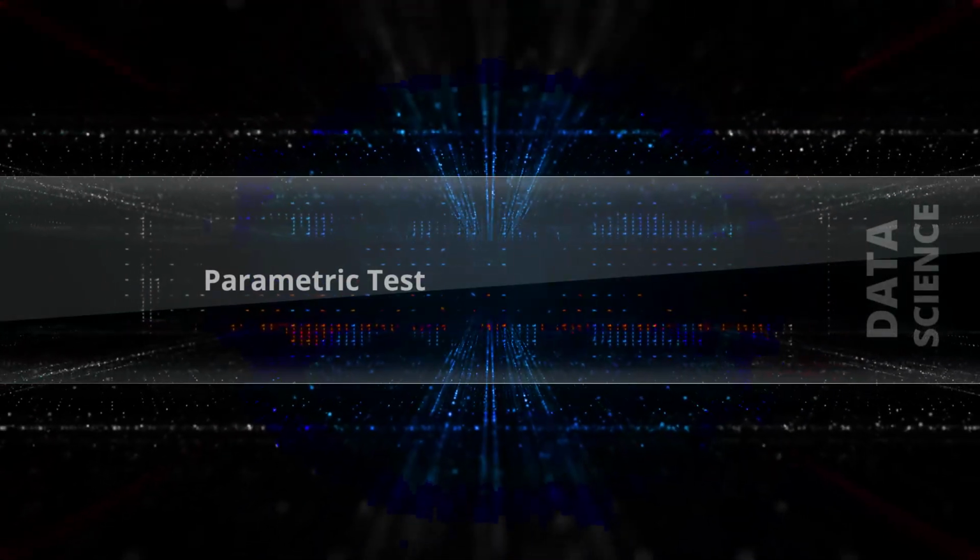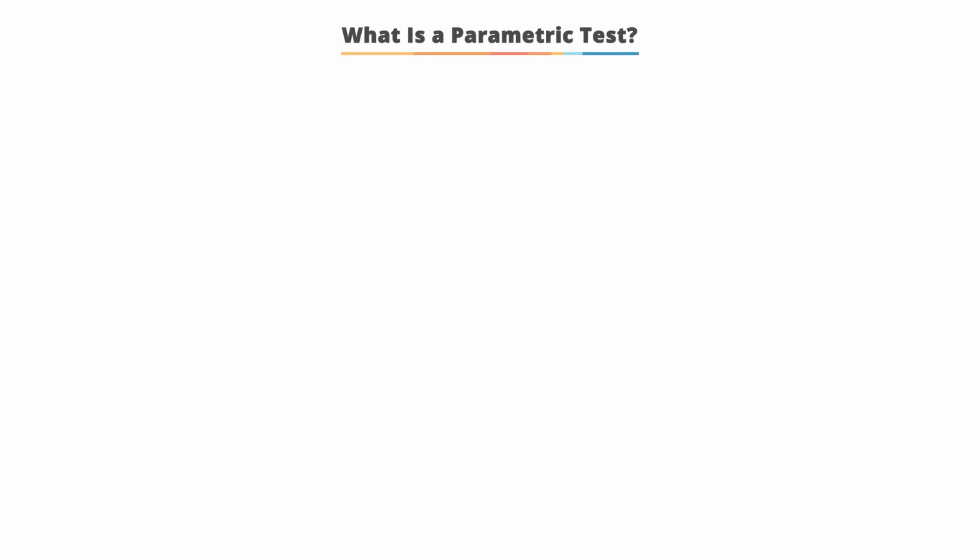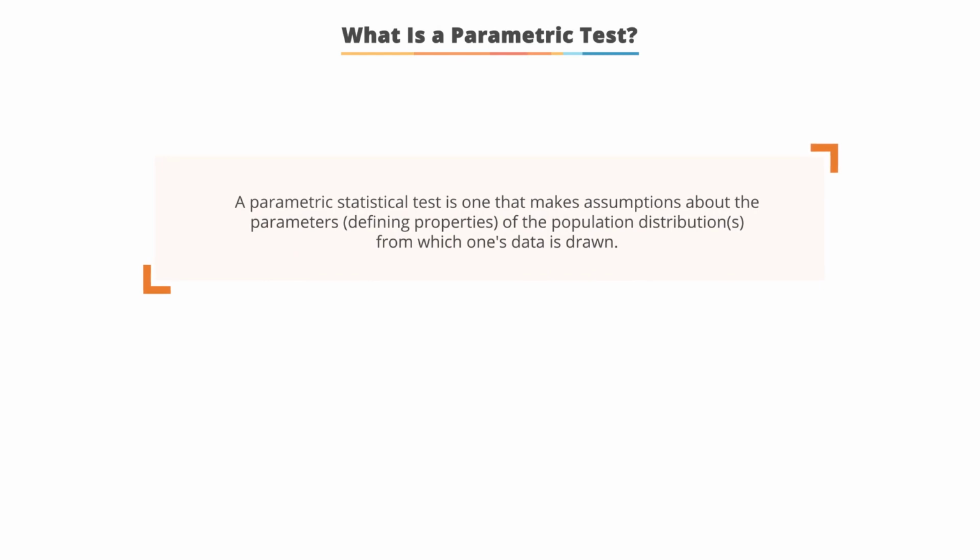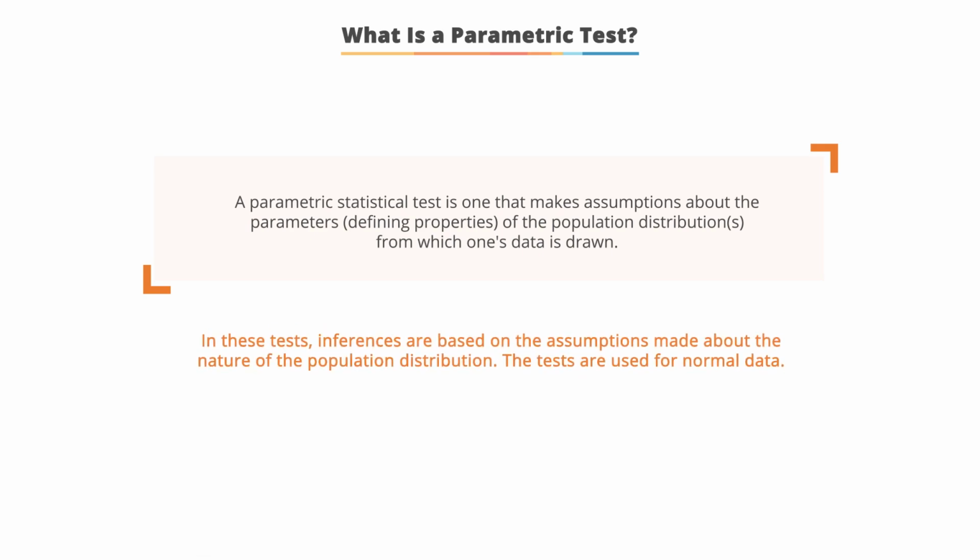Parametric test. So what's a parametric test? It's a test that makes assumptions about the parameters, as in the defining properties of the population distribution from which one's data is drawn. So in these tests, inferences are based on the assumptions that we make about the nature of the population distribution itself. And these tests are always used for normal data, as in normally distributed data.